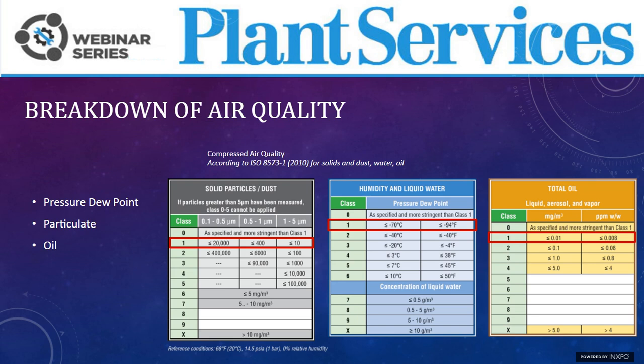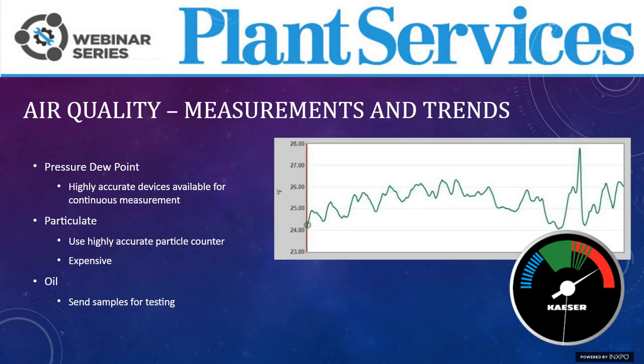If you take the specific level from each of those three categories to give the ISO class, so in this case what we're seeing here is ISO class 1.1.1, which would be class 1 for particulates, class 1 for water, and then class 1 for oil. And like I said, this will give you a baseline of what the air treatment system is supposed to provide for you. And over time, like with other data points, you can actually trend the air quality.